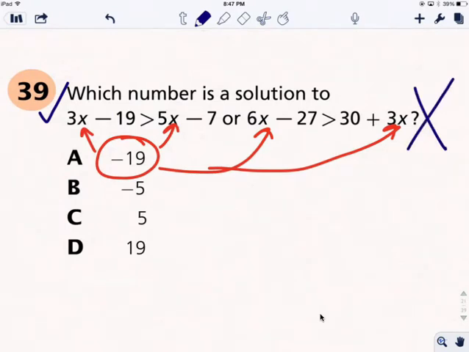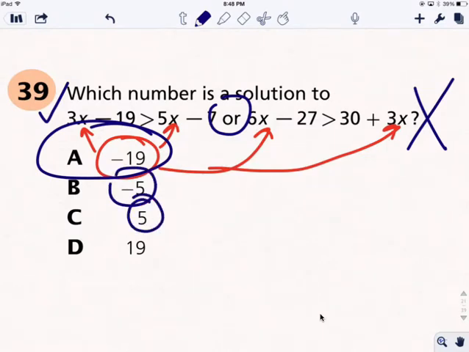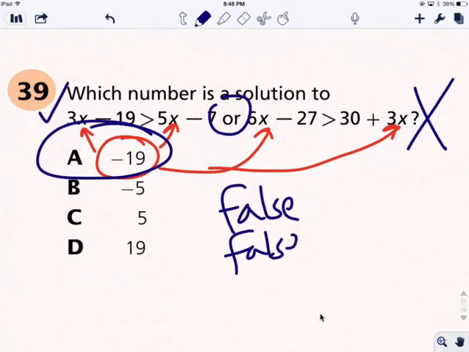Does that mean that we have to mark out A as a possible answer choice? No, that's not what it means. Because the word joining the two inequalities is or, the number only has to work for one inequality. It doesn't have to work for both of them. So the correct answer choice is indeed A. If you wanted to, you could be a little bit more confident in your answer and test negative 5, positive 5, and 19. But what you'll find is that your TI Inspire would say false every time you type these in.